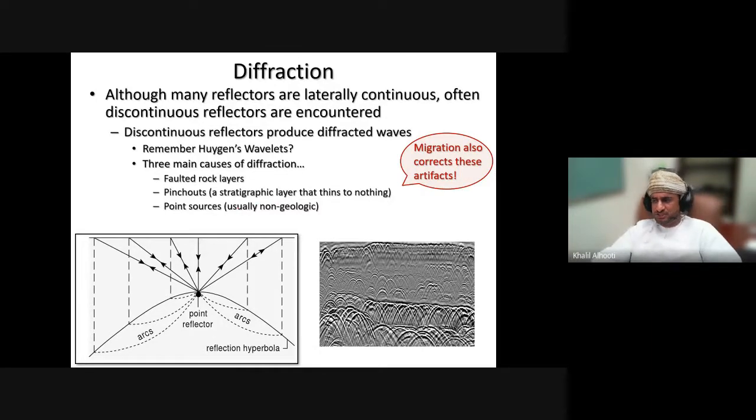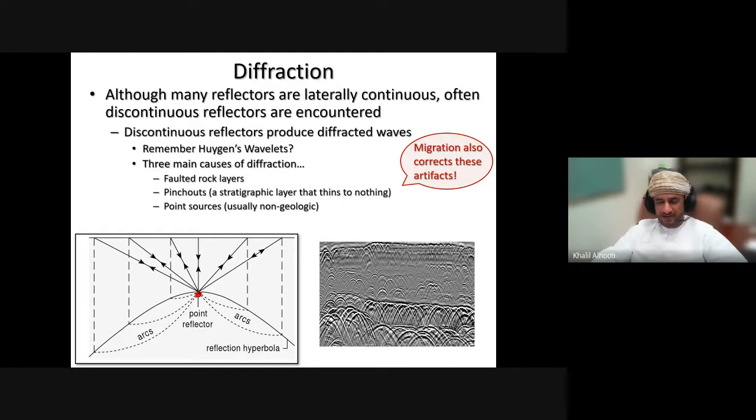What is a diffraction? Any irregularity in the subsurface, for example a point scatterer, a cavity, a pipeline, or a fault tip, can generate what we call diffractions. Diffractions generate energy similar to what we call hyperbolas. So diffractions cannot easily be distinguished from reflections. So here is a point. That's a point.